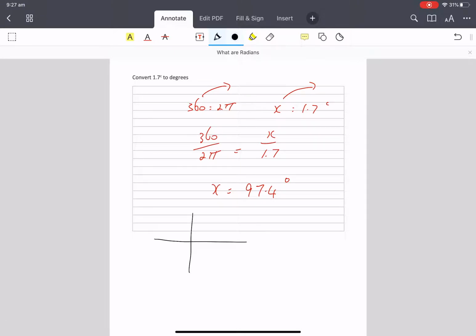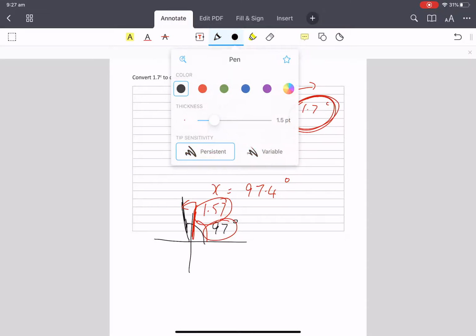So where is 97 degrees? That's about 97 degrees. And we know that as far as radians go, that's 1.57 because it's 90 degrees or pi on 2. So you can see that if I'm going to 1.7 radians, it's just a little bit bigger than 1.6 radians. And 97 is just a little bit bigger than 90. So we've sort of justified that that answer is absolutely reasonable.